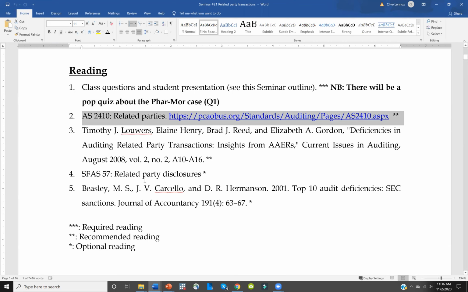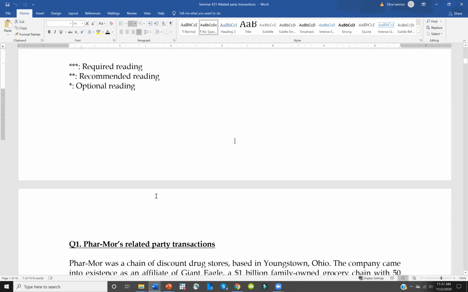It's FAS 57 relating to related party disclosures. And then there's an article by Beasley, Carcello, and Hermanson, which talks about top 10 audit deficiencies and SEC sanctions. And the deficiencies often involve deficiencies in auditing of related party transactions. But anyway, that's optional reading. You don't need to read that unless you really want to.